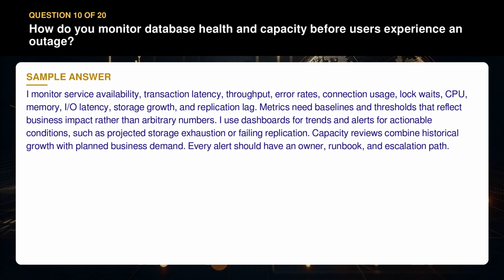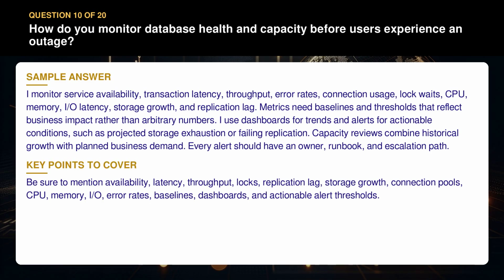I monitor service availability, transaction latency, throughput, error rates, connection usage, lock waits, CPU, memory, I/O latency, storage growth, and replication lag. Metrics need baselines and thresholds that reflect business impact rather than arbitrary numbers. I use dashboards for trends and alerts for actionable conditions, such as projected storage exhaustion or failing replication. Capacity reviews combine historical growth with planned business demand. Every alert should have an owner, runbook, and escalation path.